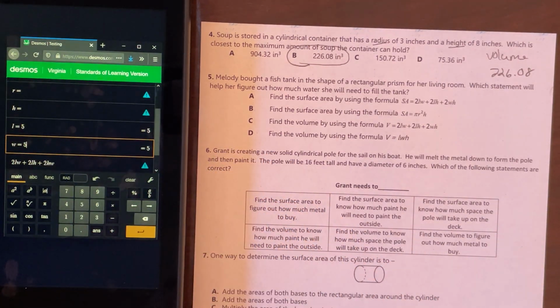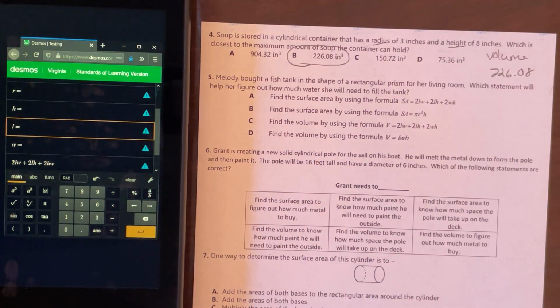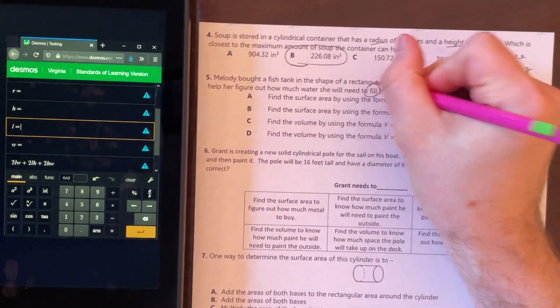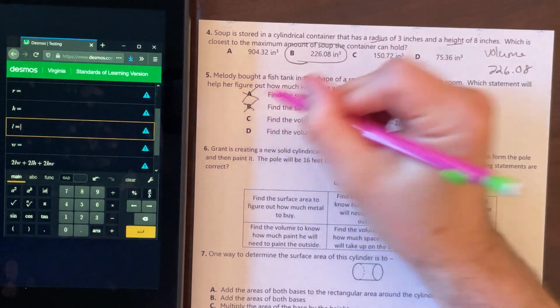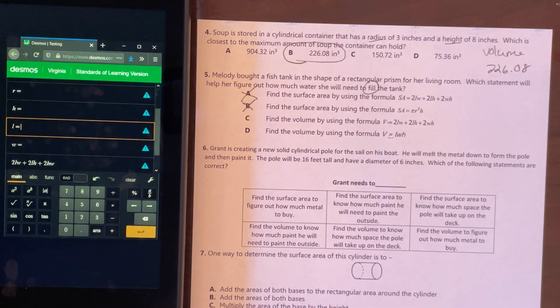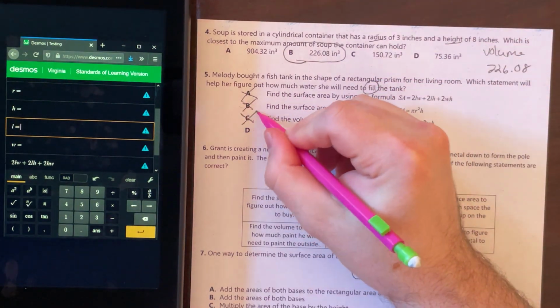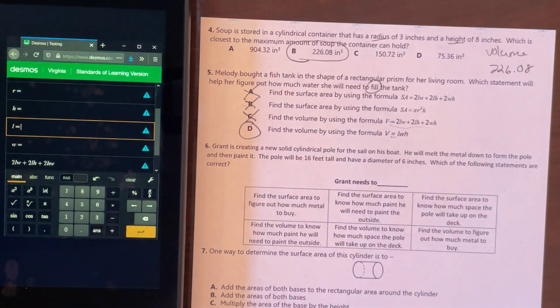rectangular prism for her living room. Which statement would help her figure out how much water she will need to fill the tank? Since it's talking about filling a tank, we're talking about volume, so we can already cross out those two. However, be careful. We're saying, okay, which of these is a true statement? Well, we know that C is not correct because that is not the formula for volume. However, D is the correct one.